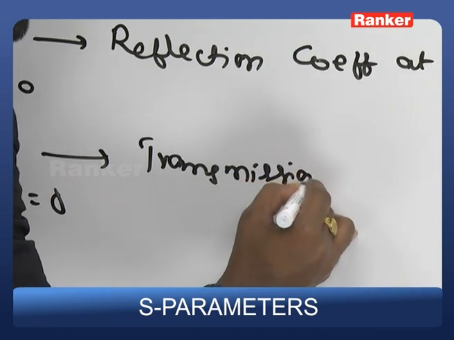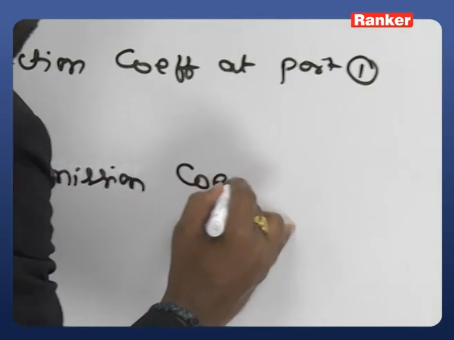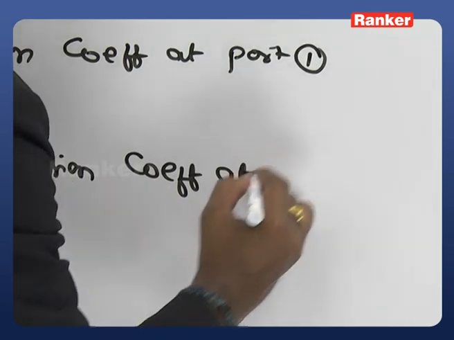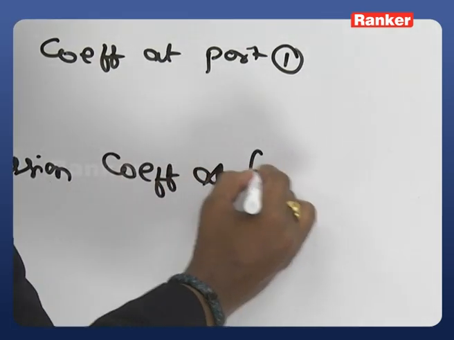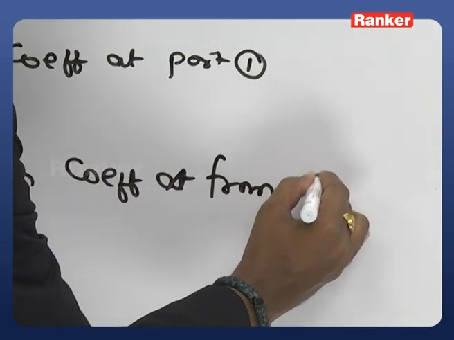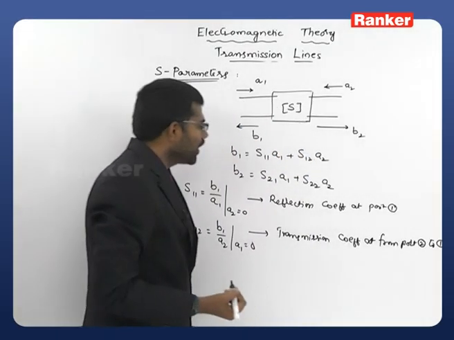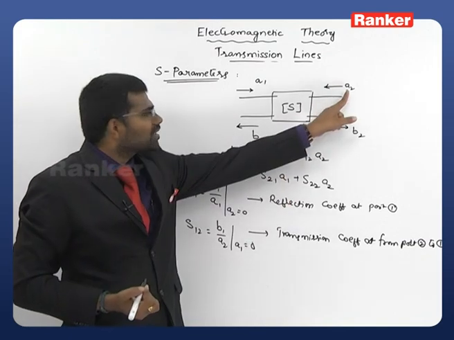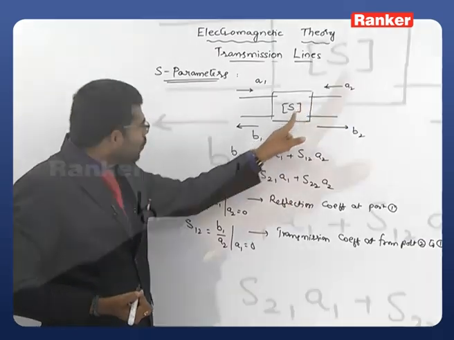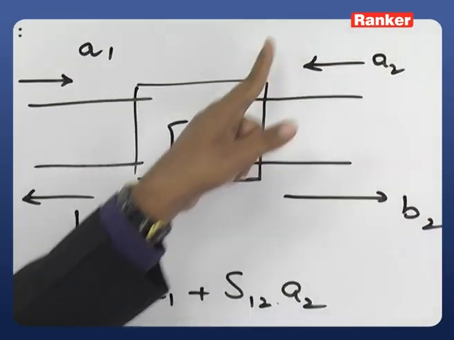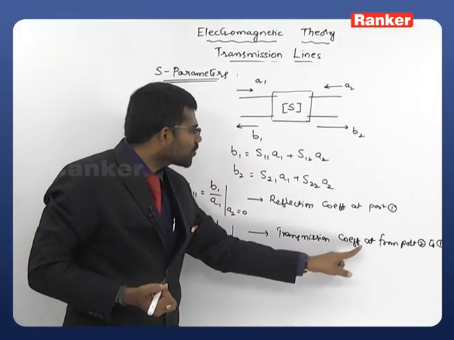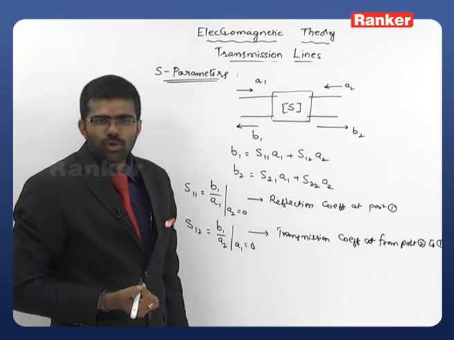Simply it is transmission coefficient from port 2 to 1. So here clearly the wave is transmitting from A2, so the A2 means port 2 to port 1. That's what it is called as a transmission coefficient from port 2 to port 1.